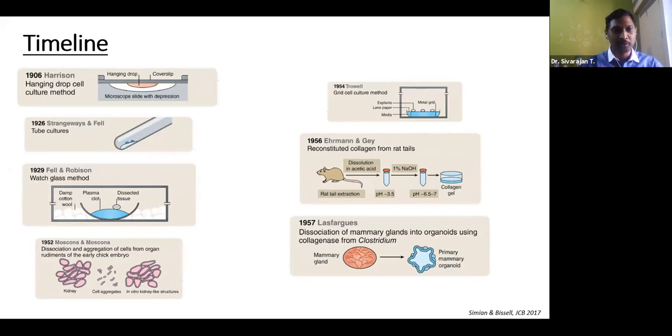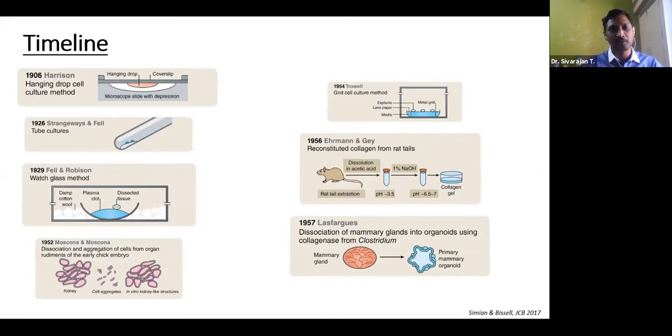Then in 1952, Moscona and Moscona did a very interesting experiment. They took chick embryo organoids, and then they disturbed them by dissociating them, made them into clusters of cells. And then they let it sit, and within some hours, they saw the whole organoid came back together, basically telling that in development, even when you disturb the organoids, they have self-assembly and self-organization abilities.